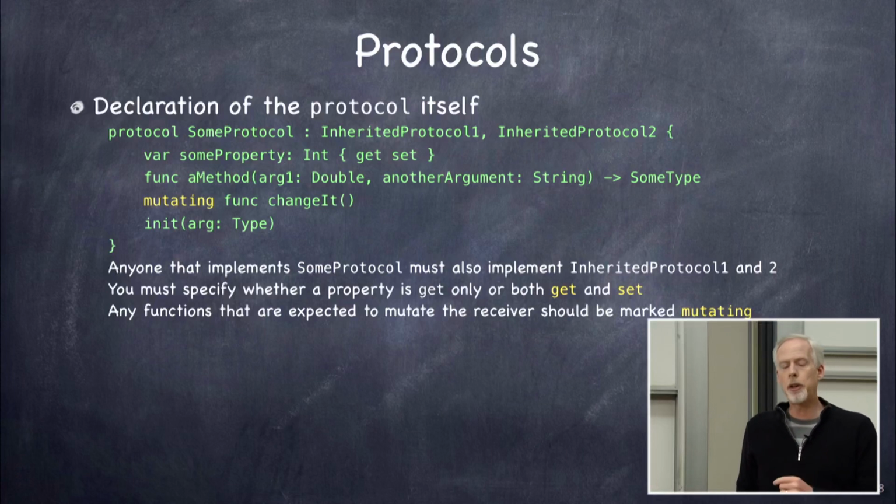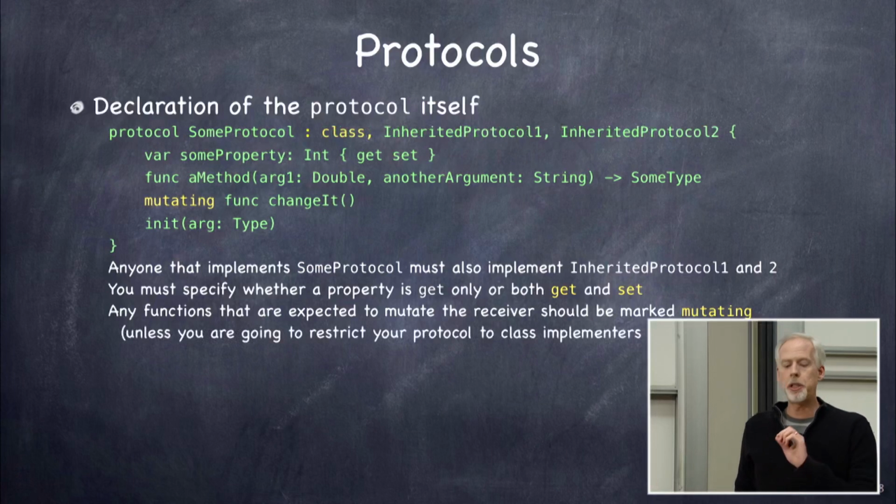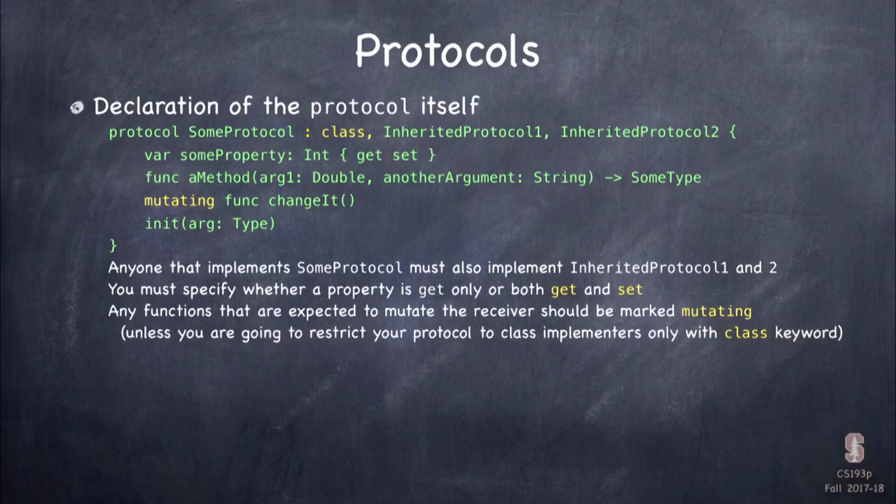Now, there's a little trick if you want. If you know this protocol is never going to be implemented by a struct, then you don't need the mutating, but you have to mark the protocol to say this is a class-only protocol. You do that by saying :class as the first thing right after the protocol declaration. See how I put that yellow :class up there?